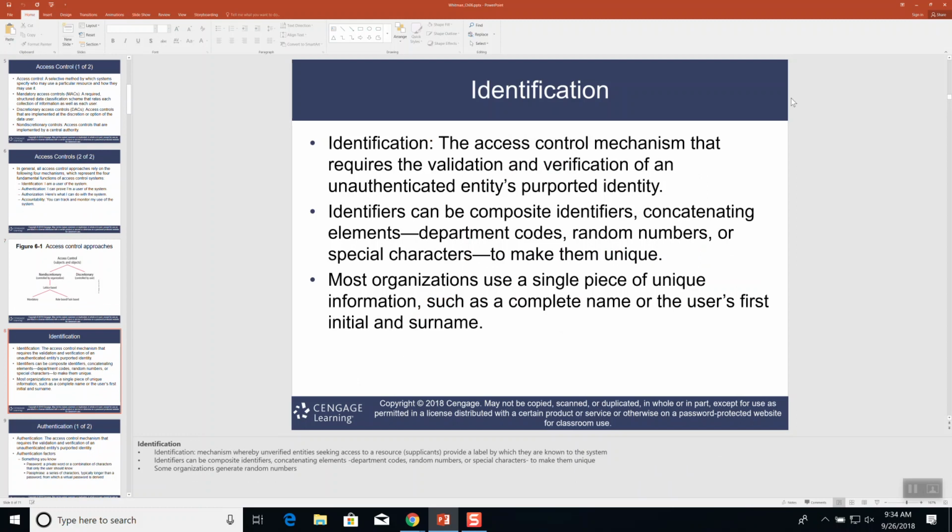Identification: the access control mechanism that requires the validation and verification of an unauthenticated entity's reported identity. Identifiers can be composite identifiers, concatenated elements, department codes, random numbers, or special characters to make them unique. Most organizations use a single piece of unique information, such as the complete name or user first initial and surname.